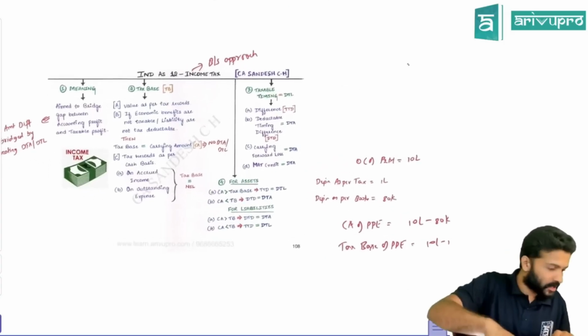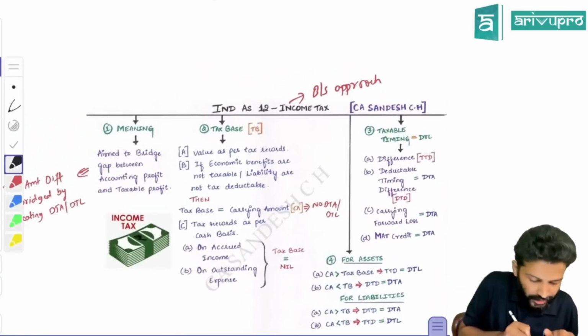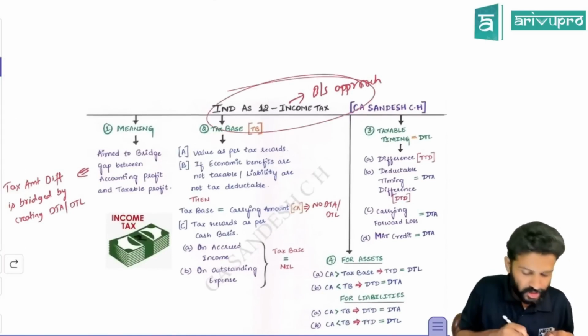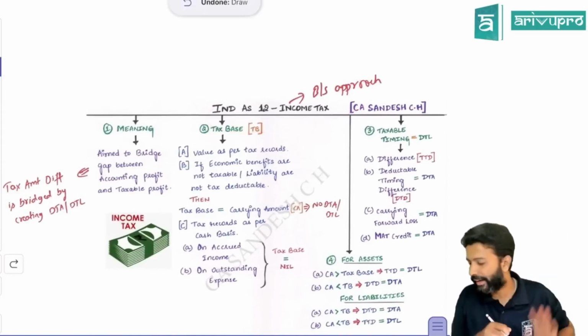So without further delay, let's get started with the next standard. The next standard that we are taking is Ind AS 12, Income Tax. Ind AS 12, Income Tax.